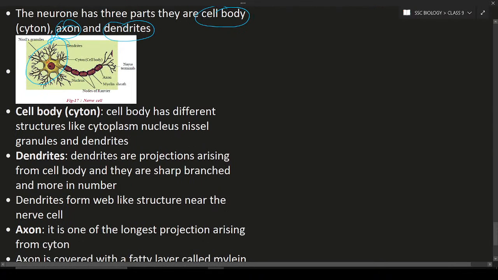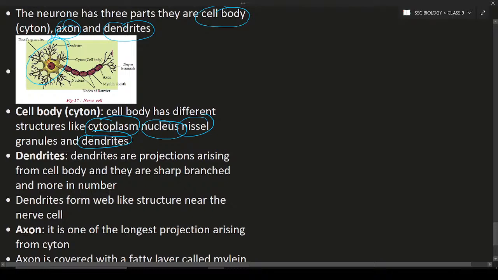The cell body has different structures. It has the cytoplasm and the nucleus, and Nissl granules are present in it. Nissl granules are nothing but small grain-like structures. It also has the dendrites. The dendrites are the branch-like structures on the cyton.